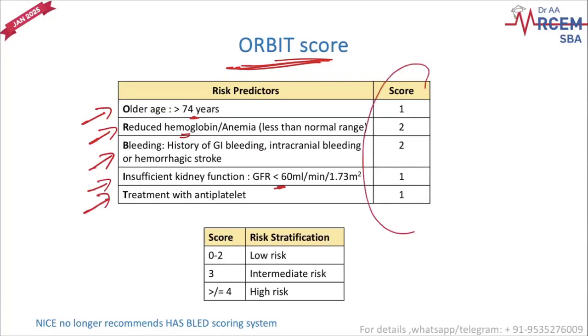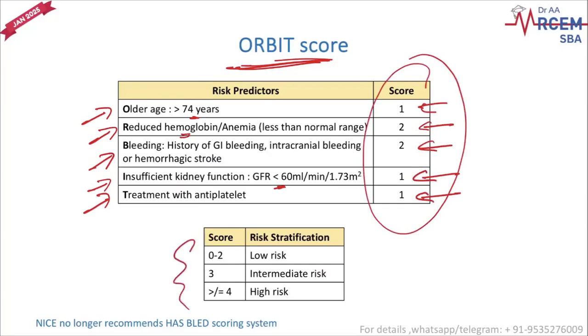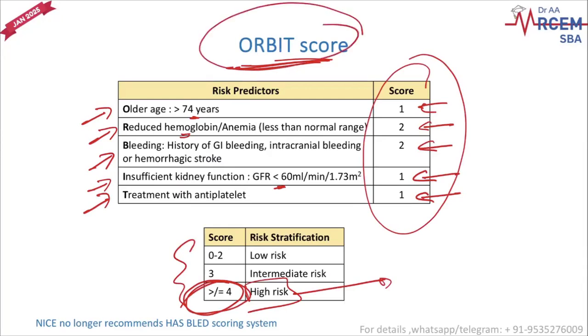So you get this scoring done where older age gets 1, anemia gets 2, bleeding gets 2, and 1 for acute kidney injury or a CKD patient. Treatment with antiplatelet gets 1. Then you get this score; high risk is whenever the score is 4 or more. Then you will consider this patient as high risk of bleeding and you change the treatment protocol as mentioned previously. So you need to remember the ORBIT score, which is important.